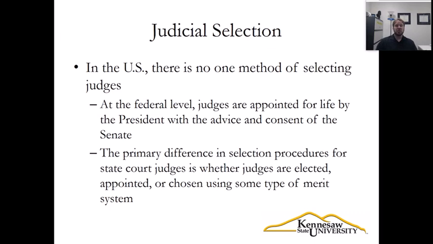So there's not really any one method for selecting judges across the United States. At the federal level, they're all appointed by the president with the advice and consent of the Senate, obviously. But in the states, they can be either elected or appointed. And so it really depends upon the state. I know in Georgia, most of the judges are actually elected. Back where I'm from in Virginia, they're actually appointed by the governor.